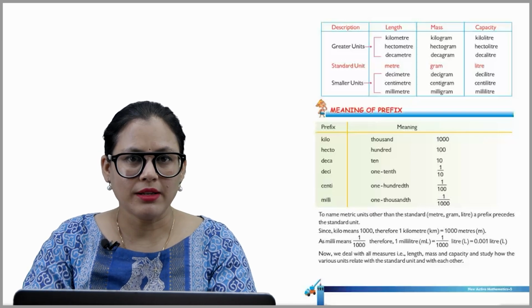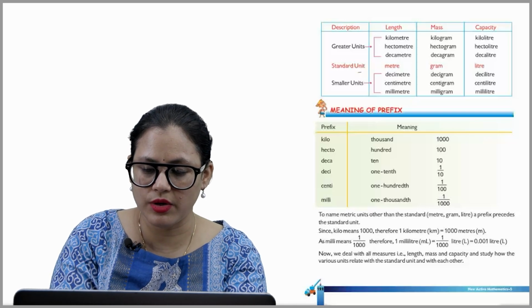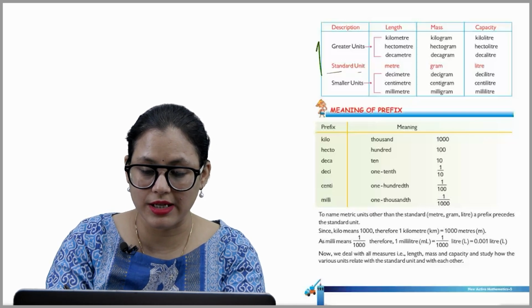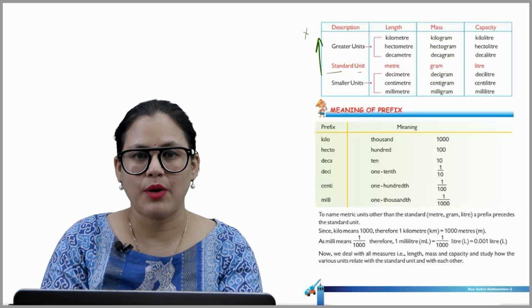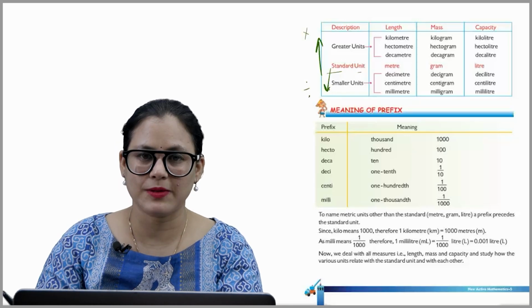One very important thing, students: these are the standard units. Whenever we go towards greater units, we always multiply, and whenever we go towards the smaller units, we always divide, right?